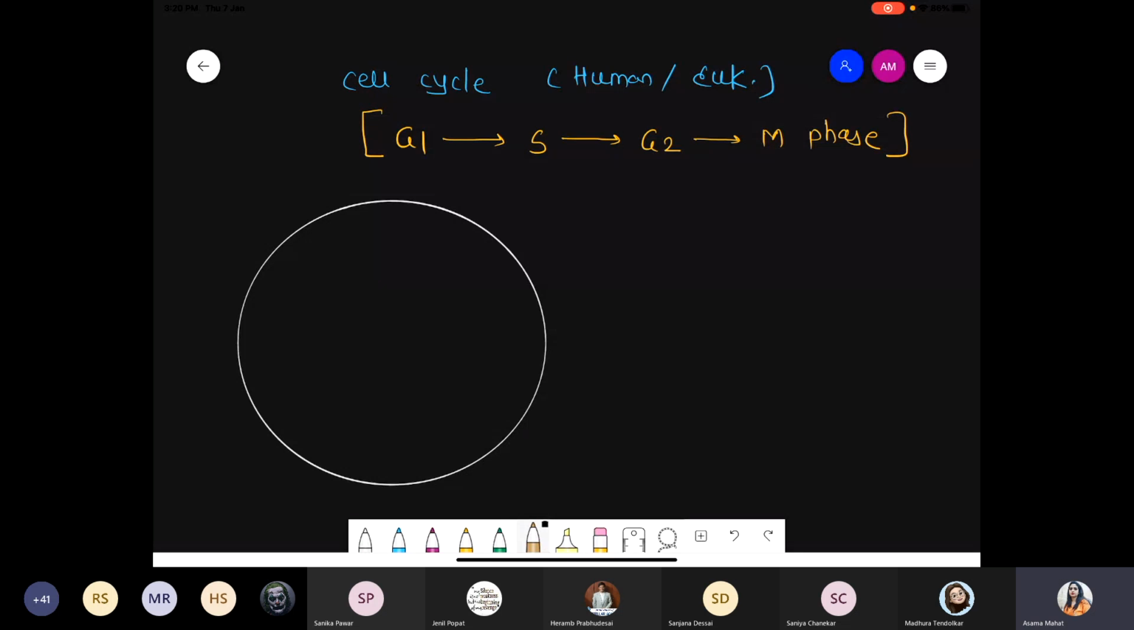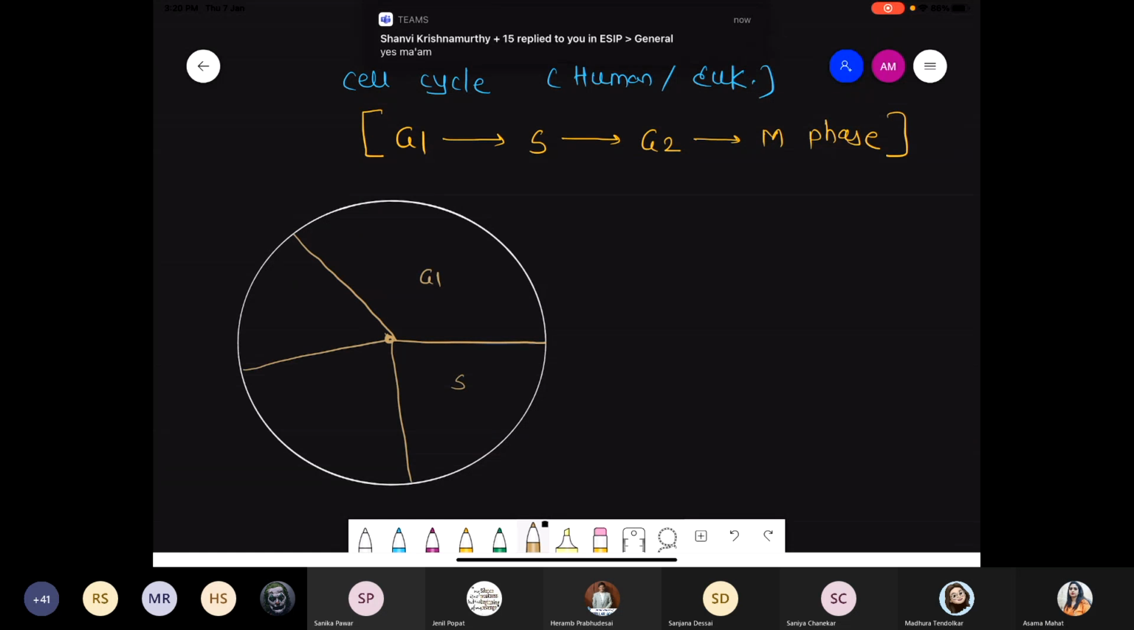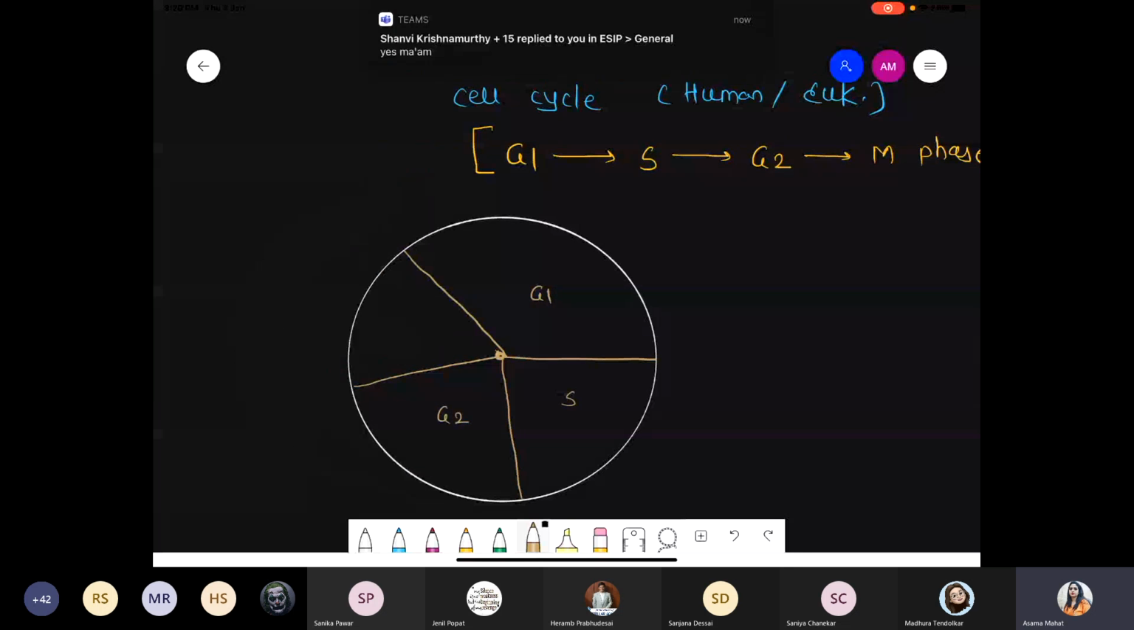So first of all, we try to draw a simple diagrammatic representation of the cell cycle. In this condition, suppose one section, this one is basically G1, gap 1. Now followed by the S phase. So ये हो गया S. Now followed by G2. So ये हो गया G2, and finally this entire phase is called the M phase. Finally we are talking about the M phase.